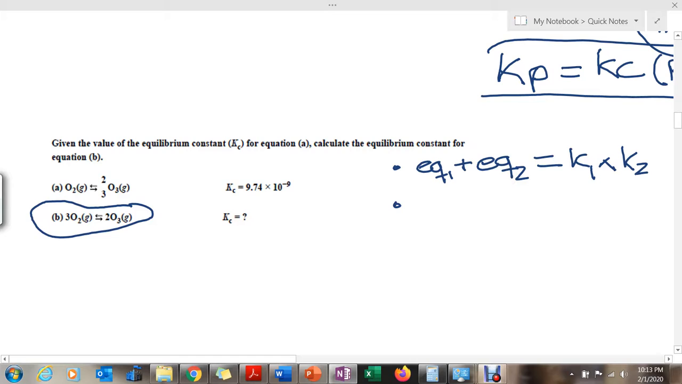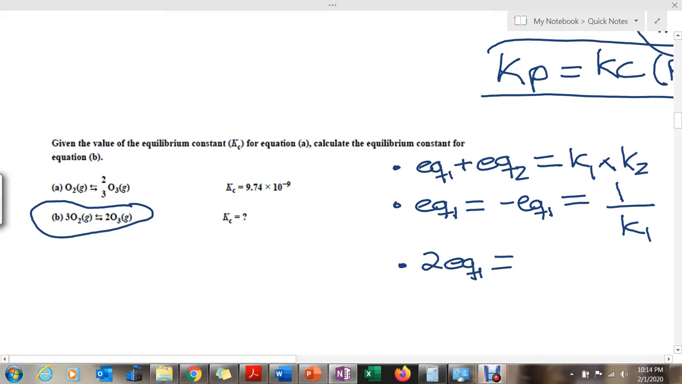If you flip the equation, meaning equation 1 would become minus equation 1, then it would be 1 over K1. You don't change signs or anything. It's 1 over the constant. And finally, if you multiply an equation by a coefficient, that's the exponent. Multiplying by 3 would be K to the third, and by 2 would be K squared.